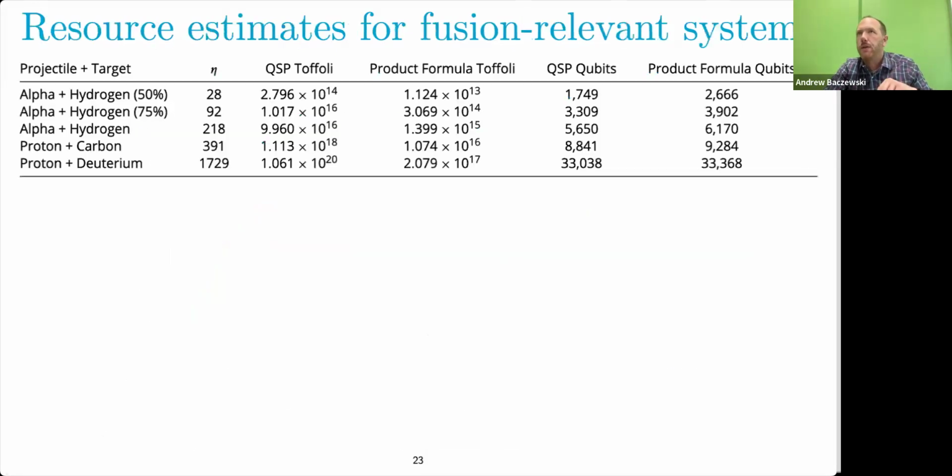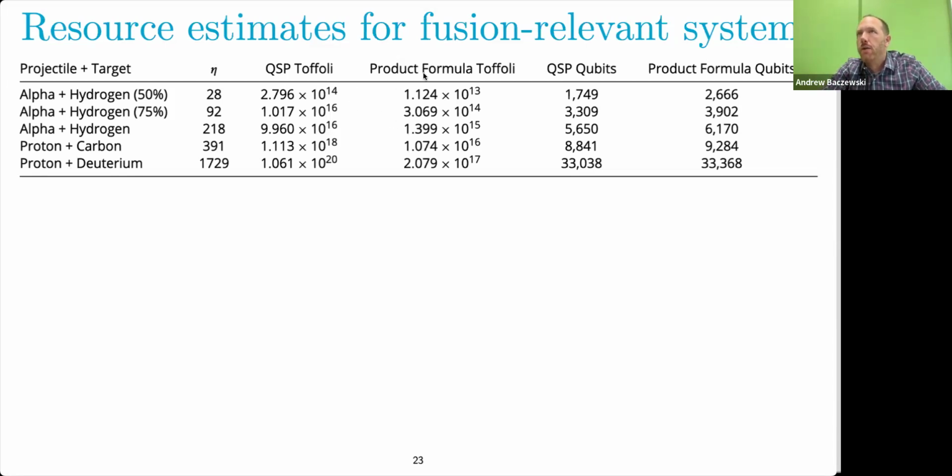So that brings us to the end, which are resource estimates for fusion relevant systems. This table right here has a number of different projectile target pairs, and basically gives the number of electrons in each of these. So we go from a small system to a relatively large system. And then we have Toffoli counts and logical qubit counts for the two different time evolution approaches that I mentioned: both the qubitization or QSP-based time evolution and the Trotter product formula time evolution. It's a bespoke 8th order formula right here.